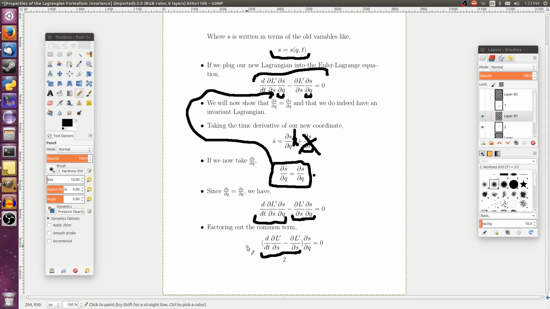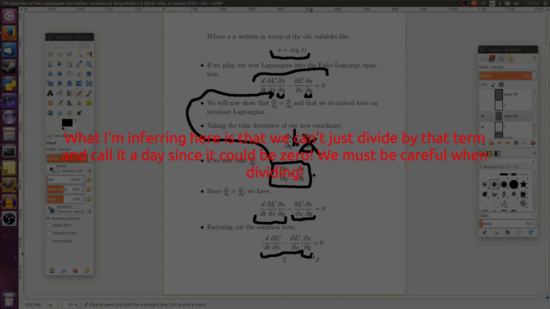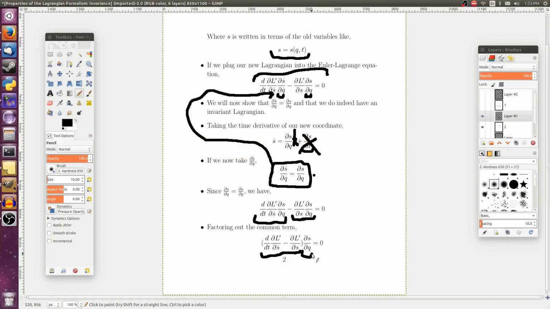But what are we missing? Because we're not quite there. It could be possible that partial S over partial Q is 0 at some point along the path. So what should we do? Well, if we don't want to restrict S and Q in any way, in other words, we don't want this to be 0 at all times, because that would be a boring case, which would mean that the coordinates were the same. You're not transforming it in any way. So if we don't want the boring transformation where S is just equal to Q, then we need to require that this part on the left is equal to 0. And that's what we want.